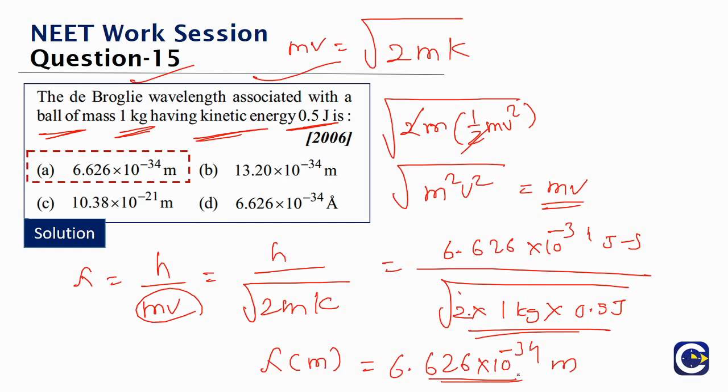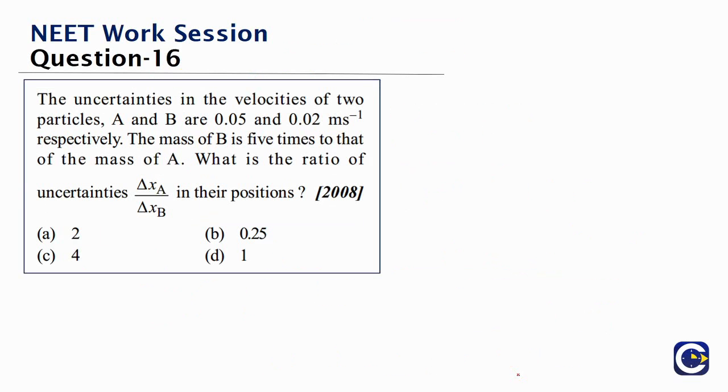Here we are using the alternative formula for the de Broglie wavelength. Instead of expressing it in terms of the mass and velocity, we are expressing it in terms of mass and kinetic energy. What is the formula? Lambda will be equal to h by root 2m kinetic energy. Okay. We'll move on to the next question.